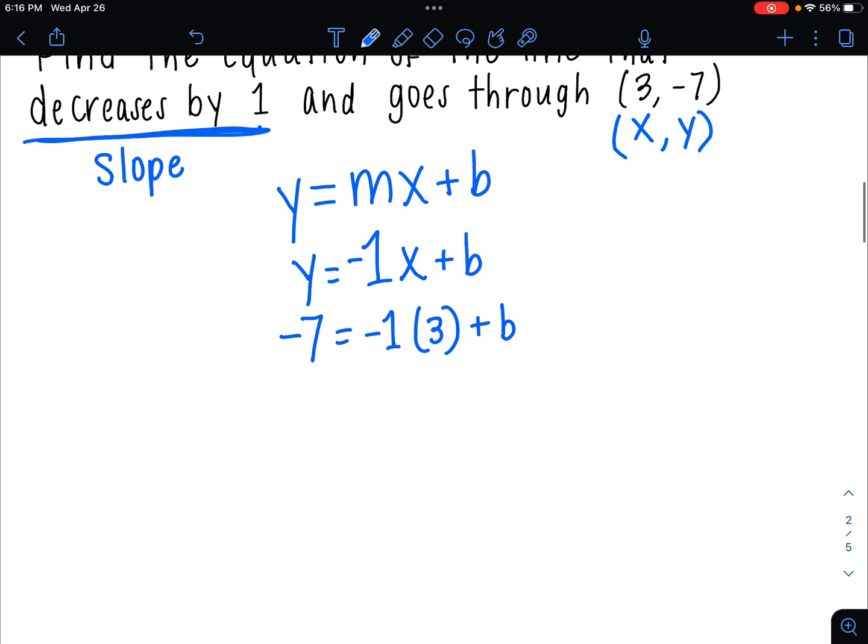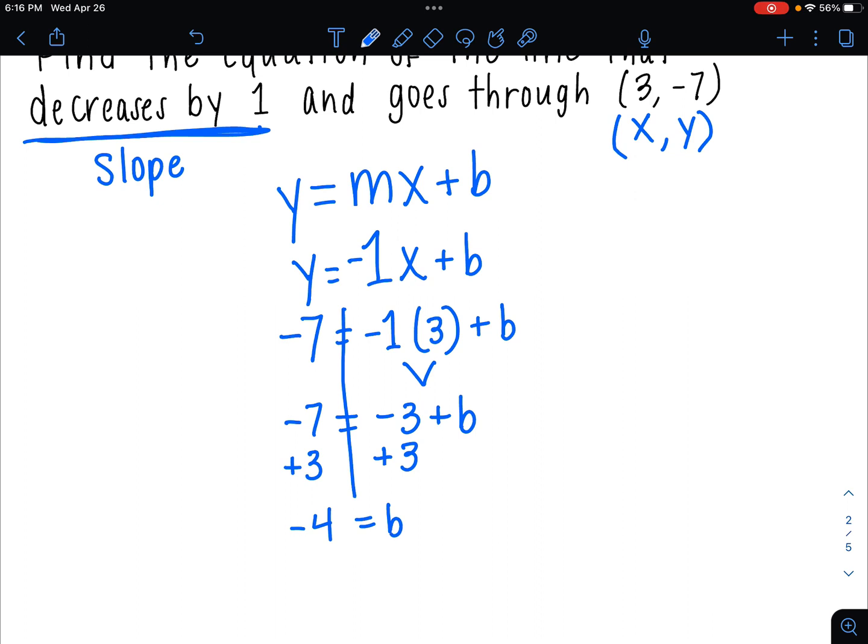So I'm going to solve this like an equation. And the first thing I'm going to do is I am going to multiply. So -1 times 3 is -3. So on the right side, I'm left with -3 plus b equals -7. My goal is still to get b by itself. So I'm going to get rid of the -3 by adding 3 to both sides. I am left with -4 equals b.